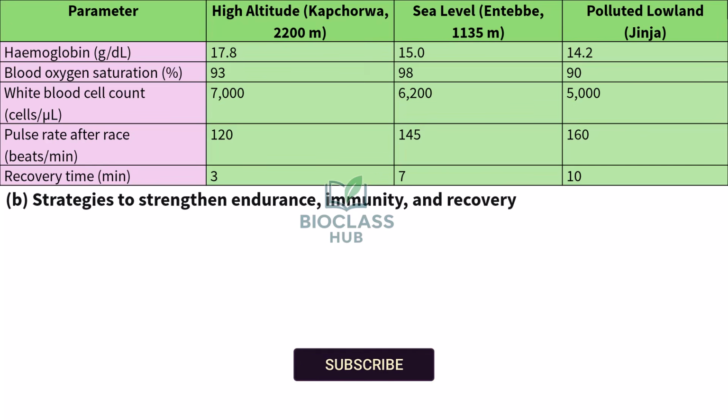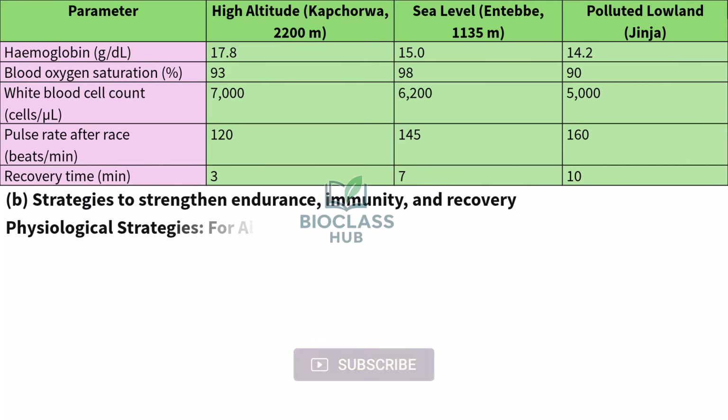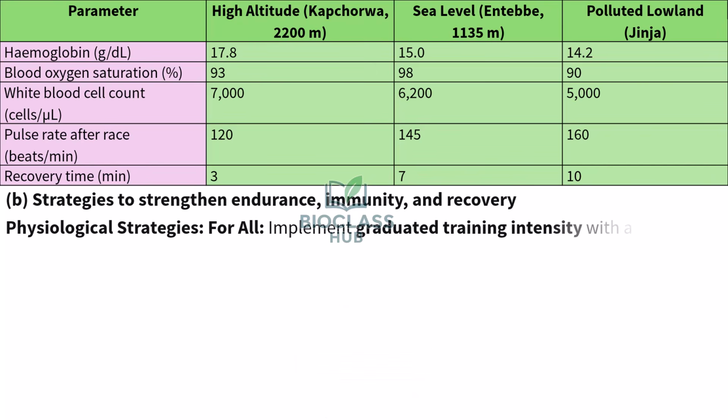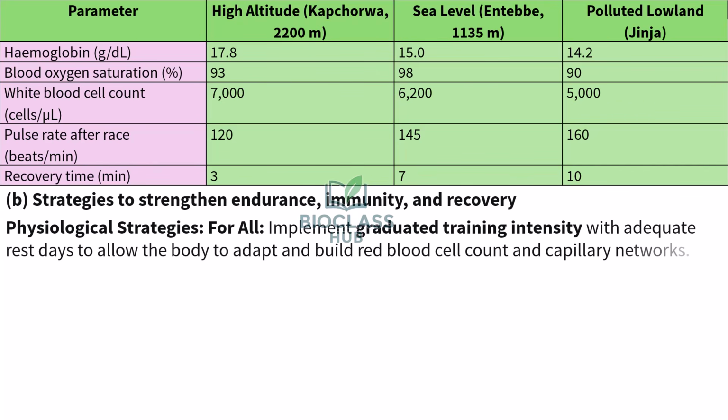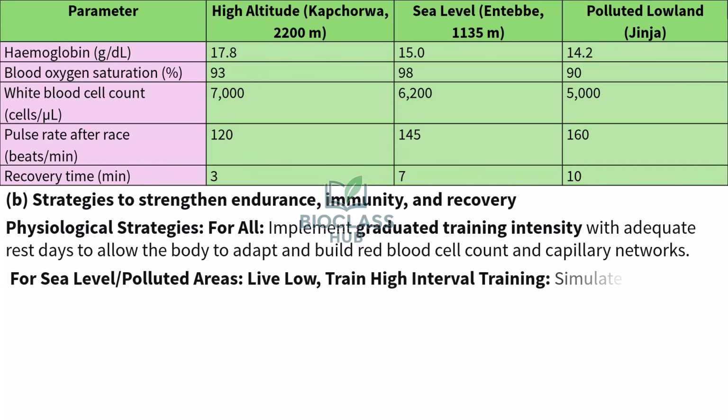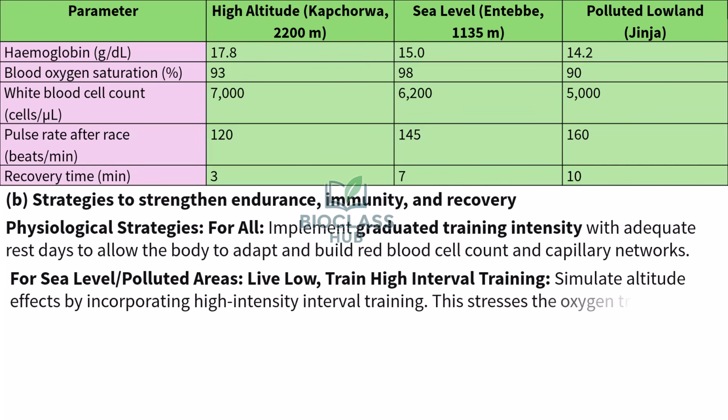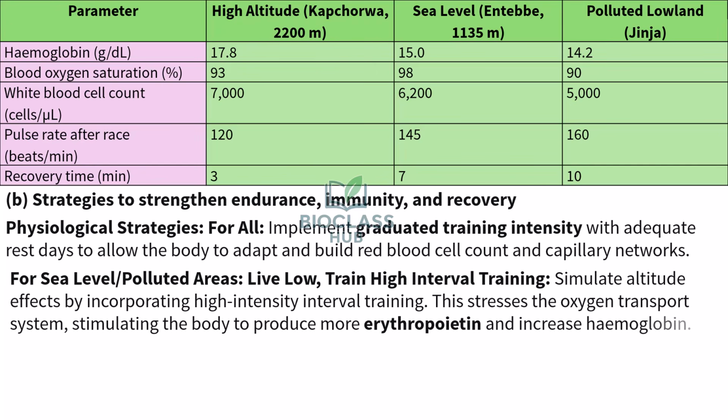Physiological strategies. For all, implement graduated training intensity with adequate rest days to allow the body to adapt and build red blood cell count and capillary networks. For sea-level and polluted areas, live low, train high. Interval training: simulate altitude effects by incorporating high-intensity interval training. This stresses the oxygen transport system, stimulating the body to produce more erythropoietin and increase hemoglobin.